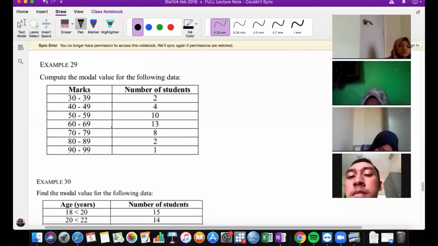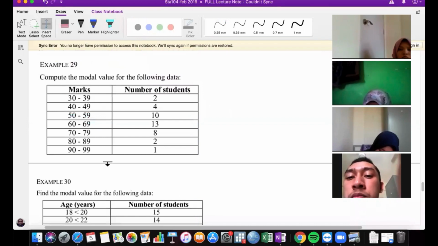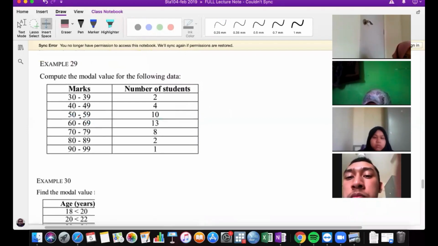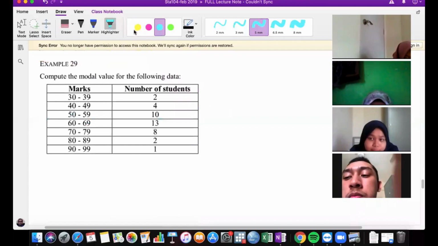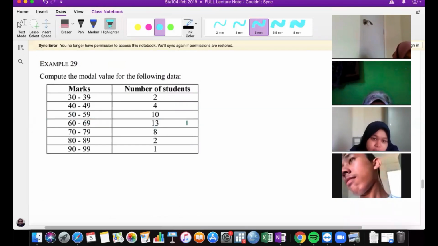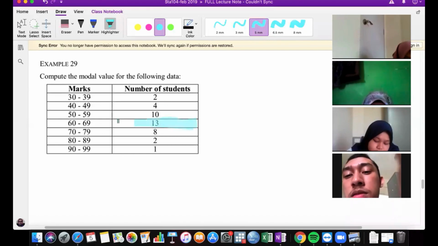In example number 29, now we have a class size: 30 to 39, 40 to 49, and so on. To find the mode, the first step is to find the modal class. The modal class is the class that has the highest frequency. The highest frequency is 13. So this is your modal class.